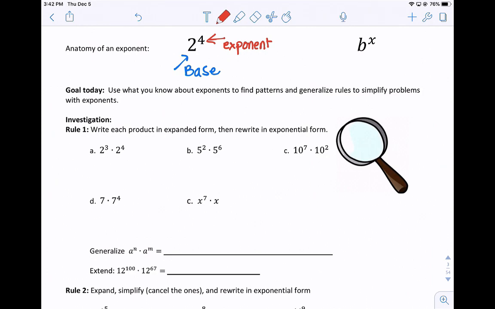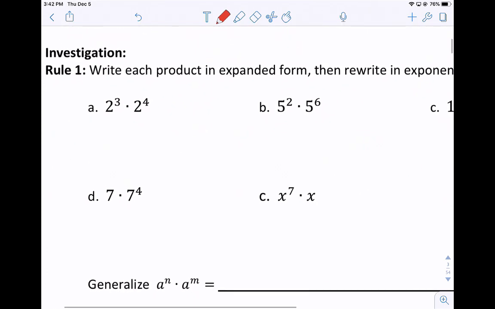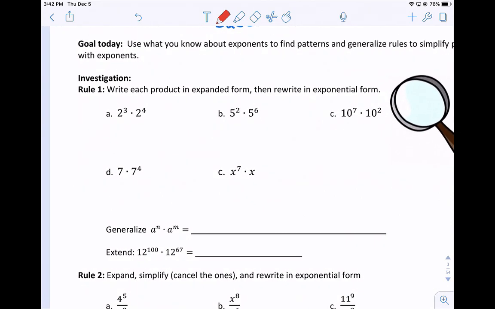So we're going to take an investigation where we write something out, and instead of doing that for all, look for shortcuts, and then we'll talk about using those patterns when we look at exponents. So the first one, we're going to write each product in expanded form. And then we're going to rewrite it in exponential form.